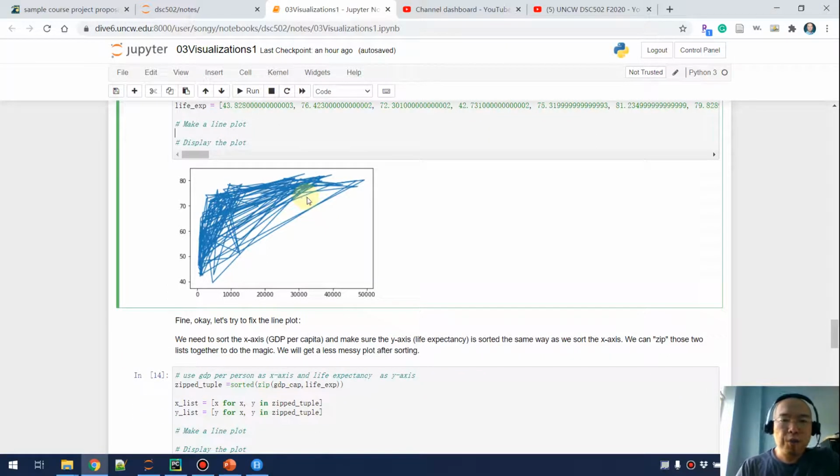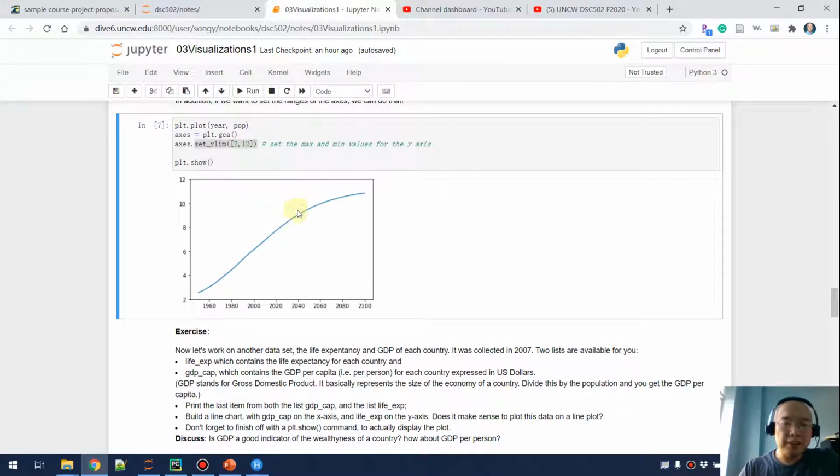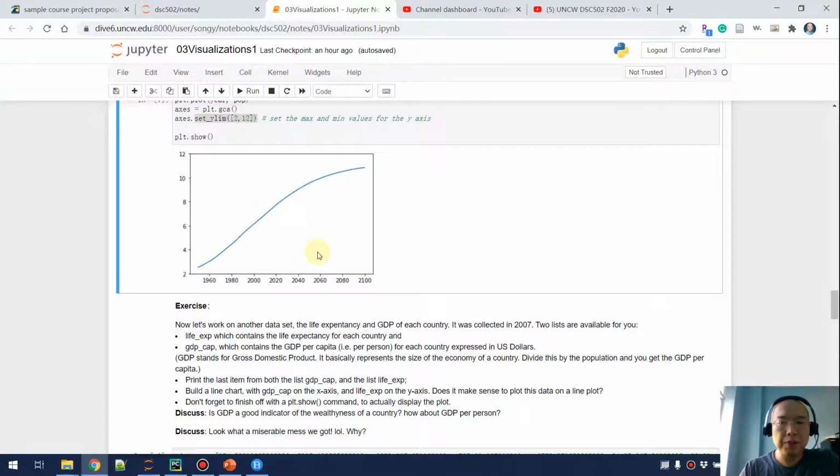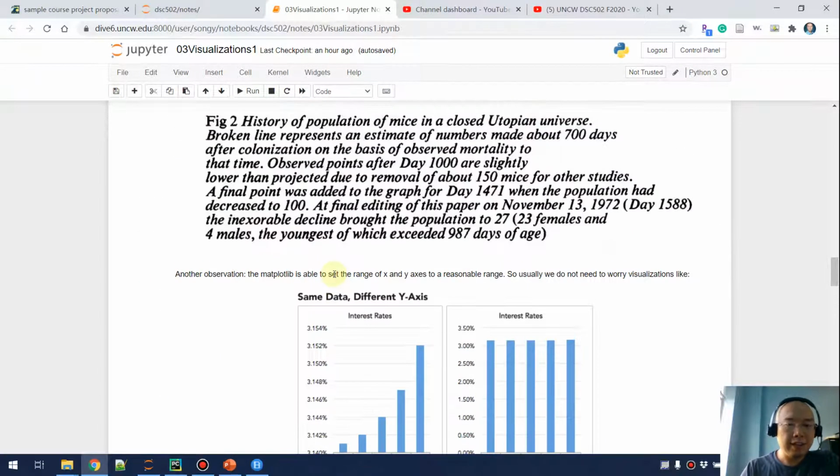Okay, so probably you have already got the same messy plot here. And what's the problem? Just now we made almost the same line chart, and then we got this, and this is beautiful. However, when we move down and we got this one, and this is ugly. What's going on? Okay, here's the problem.